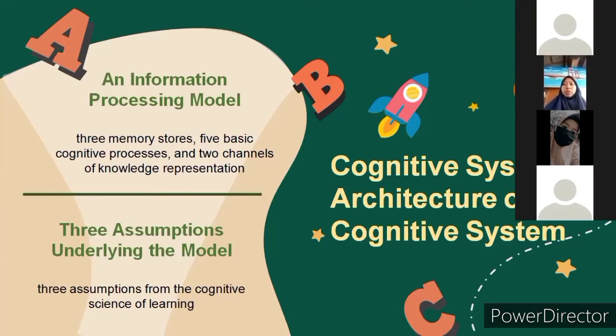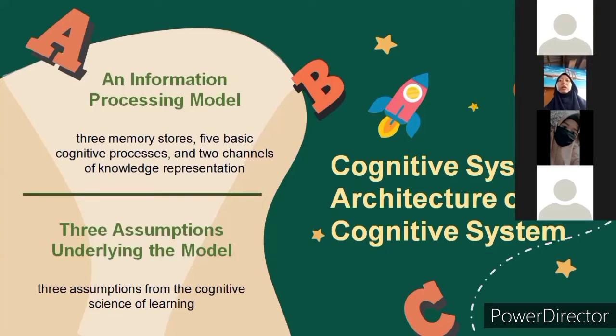The three memory stores are sensory memory, which has sound forms, and working memory. The first one is working memory, where a limited number of elements of the presented material are stored. And the second one is long-term memory, where large amounts of knowledge are stored for long periods of time. Now let's talk about the five cognitive processes.